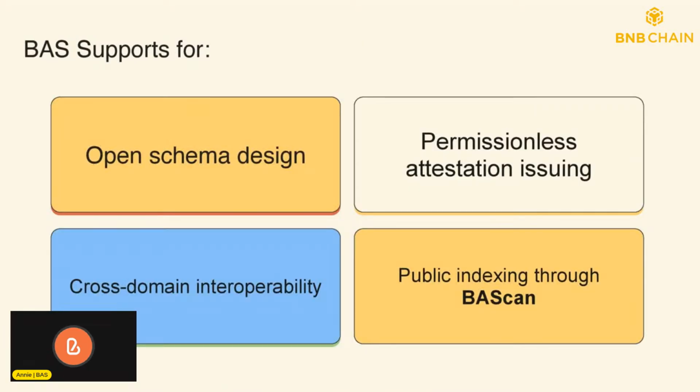On BNB Passport, BAS serves as the core verification layer, while all data is indexed on BAS Scan for transparency and reuse. BAS supports open schema design, permissionless attestation issuing, cross-domain interoperability, and public indexing through BAS Scan. You can think of BAS as the answer to Ethereum's EAS, the Ethereum Attestation Service, but purpose-built for BNB Chain, and we are with a broader mission.